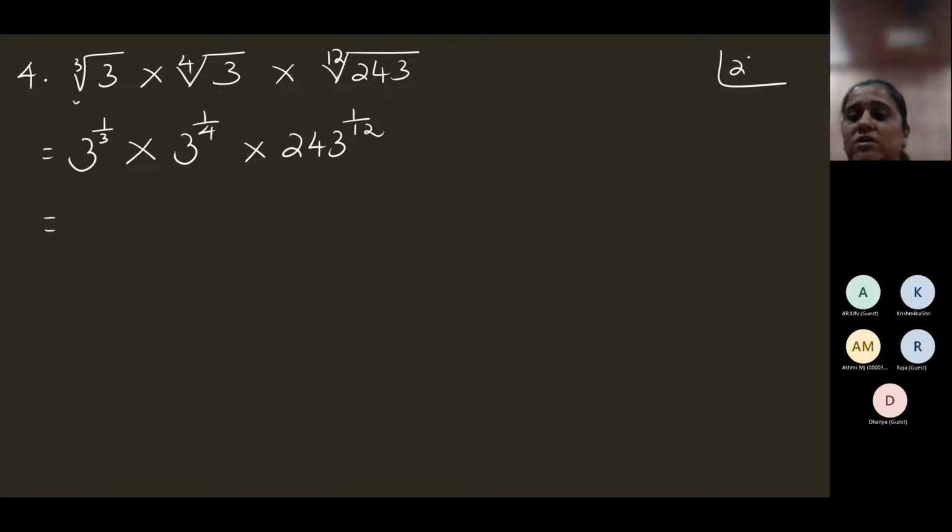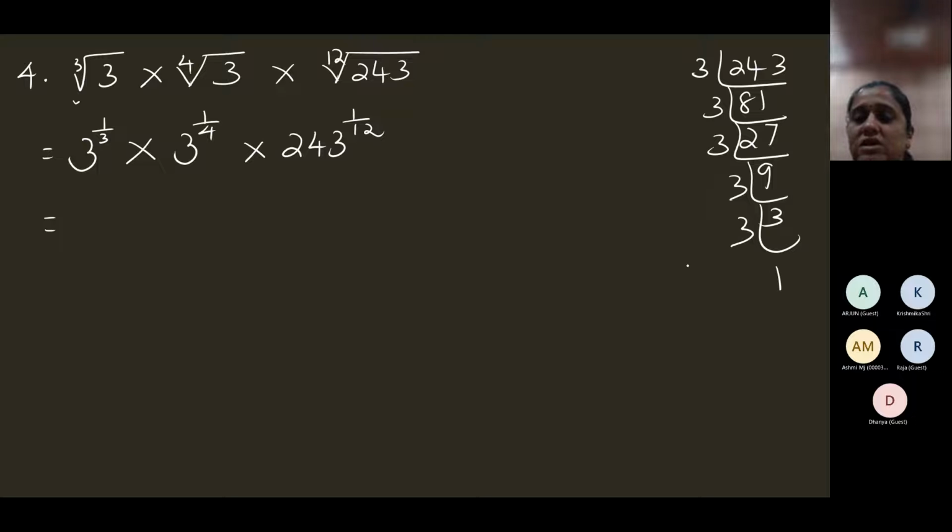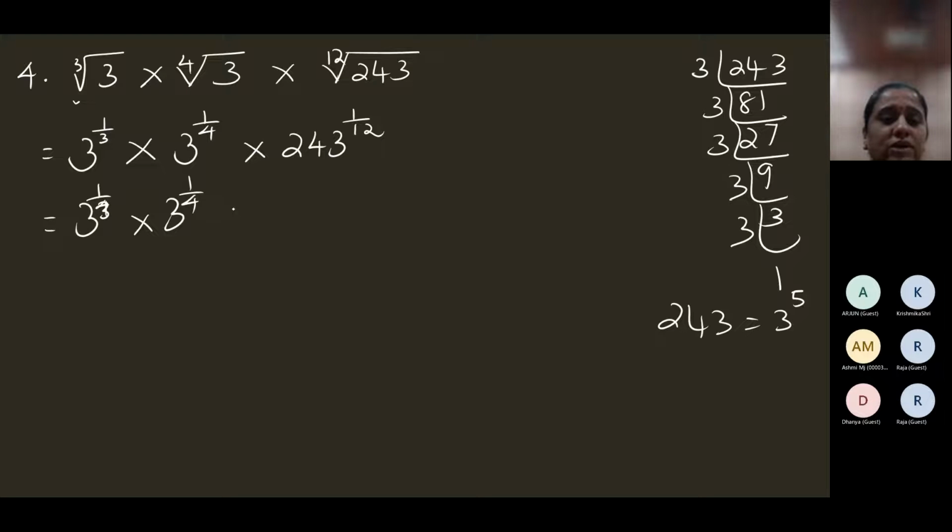Now, find the prime factorization of 243. So 3 81 times, 3 27 times, 3 9s are, 3 3s are, 3 1s are. So 243 is nothing but 3 raised to the power 5. So 3 to the power 1 by 3 into 3 to the power 1 by 4 into 3 to the power 5, 243 is 3 to the power 5, the whole power 1 by 12.